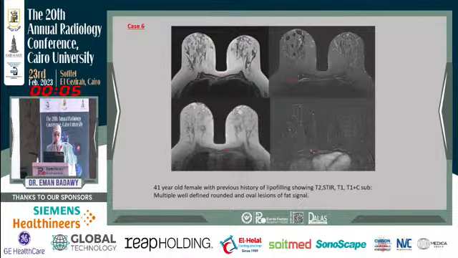Case number 6, a 41-year-old female with a previous history of lipofilling. This is a typical appearance of fat filling within the breast, which appears as multiple rounded and oval-shaped fat signal masses of high T1, T2, and low signal in the STIR and post T1 post-contrast fat suppression images.